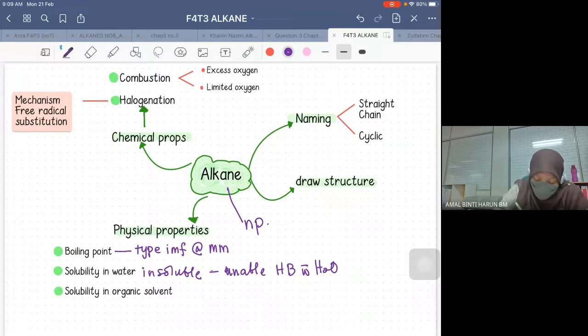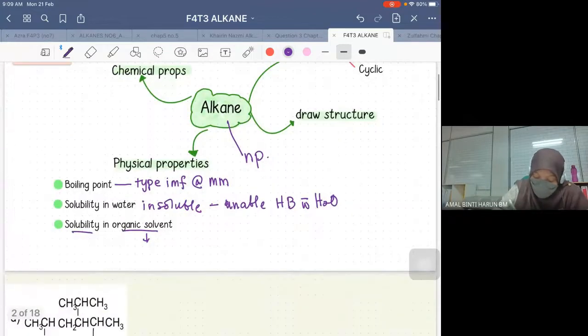Okay, next is solubility in organic solvent. So organic solvent, their intermolecular forces is van der Waals forces, and then alkane is non-polar, pun van der Waals forces. Okay, organic solvent is non-polar, alkane also non-polar.